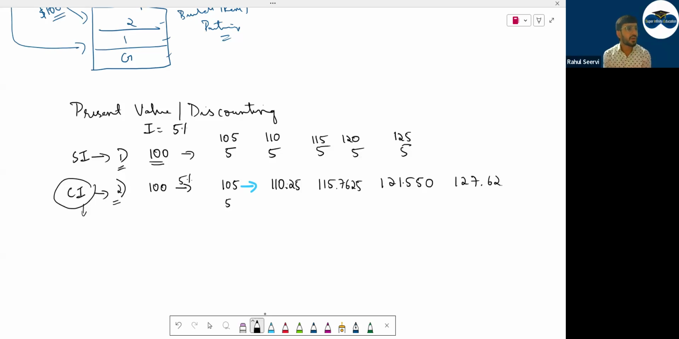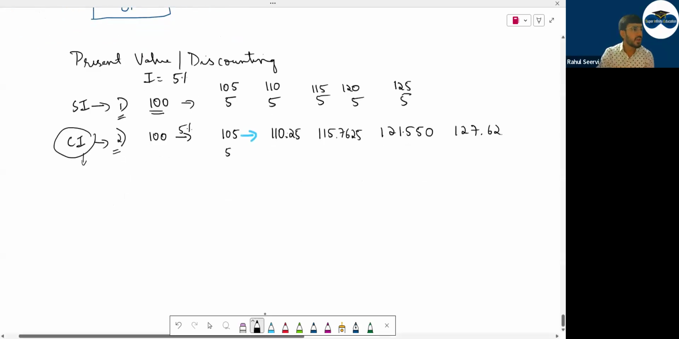This is known as what? Compounding. But is this required here? This is not required here. This is required in your FM. We will not go into much detail. But what we will be learning? We will be learning the concept known as discounting.